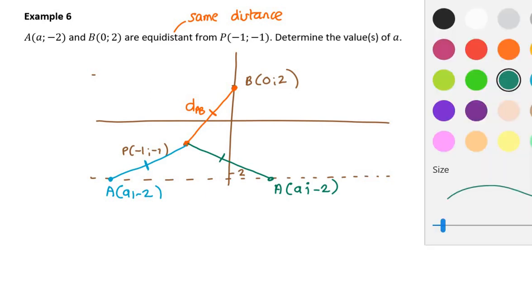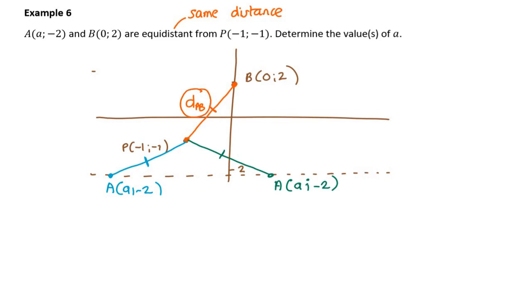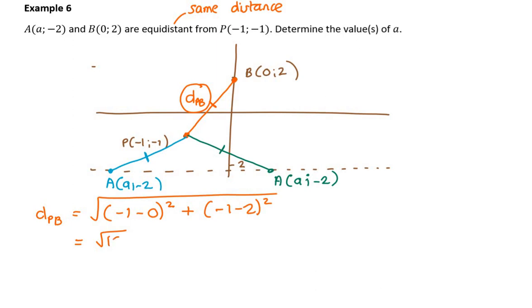So what's our first thing we need to do here? Well, I don't know the distance from P to A because I don't know A's coordinate. But I can work out the distance from P to B. So if I work out the distance from P to B, it's on my formula sheet. We don't bother writing down the formula. We generally go straight to substitution. So it's negative 1 minus 0 squared plus negative 1 minus 2 squared. Again, we don't show any working. We just put that in our calculator and we get root 10.